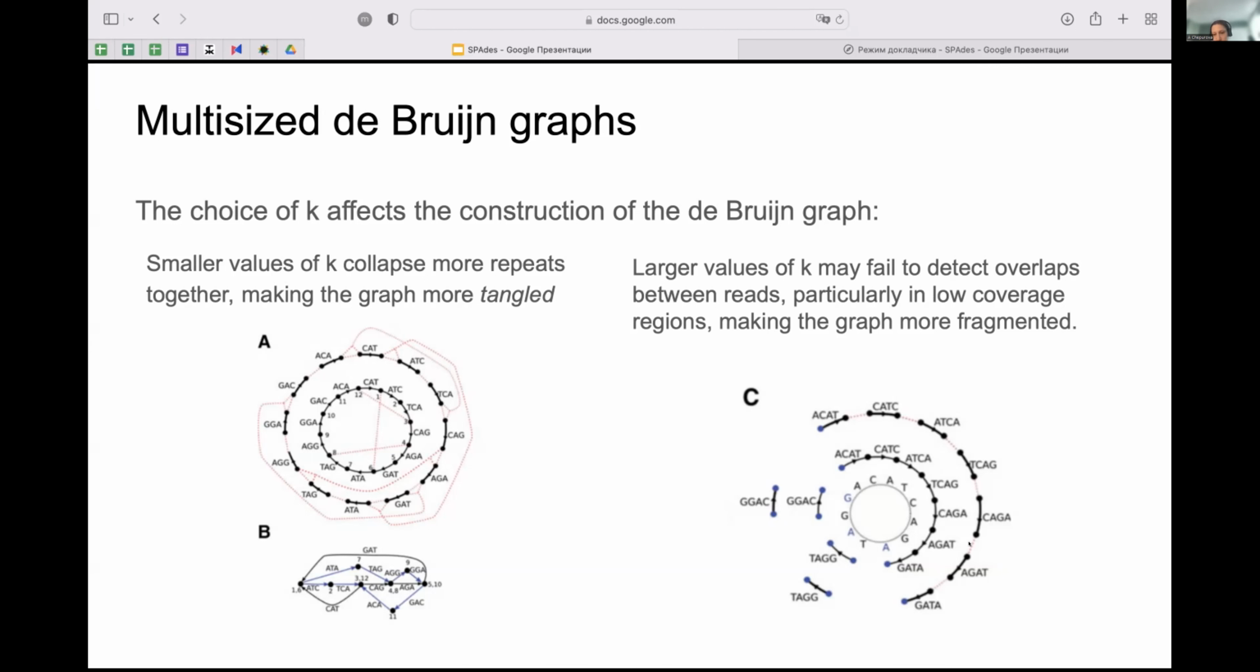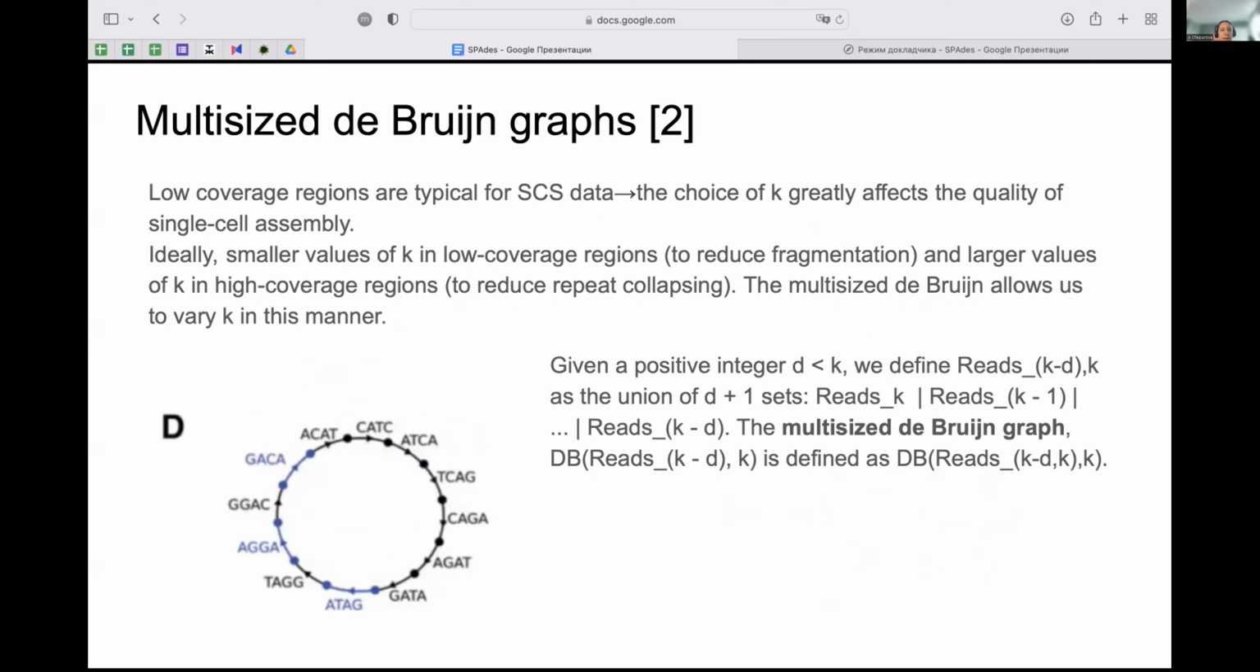For example, in this picture, you can see a more fragmented graph with a large value of K, where there are a lot of not connected components in this graph. And it's also highly problematic to deal with this graph with standard algorithms. Therefore, we introduce a multi-size de Bruijn graph that combines the advantages of both low values of K and large values of K.